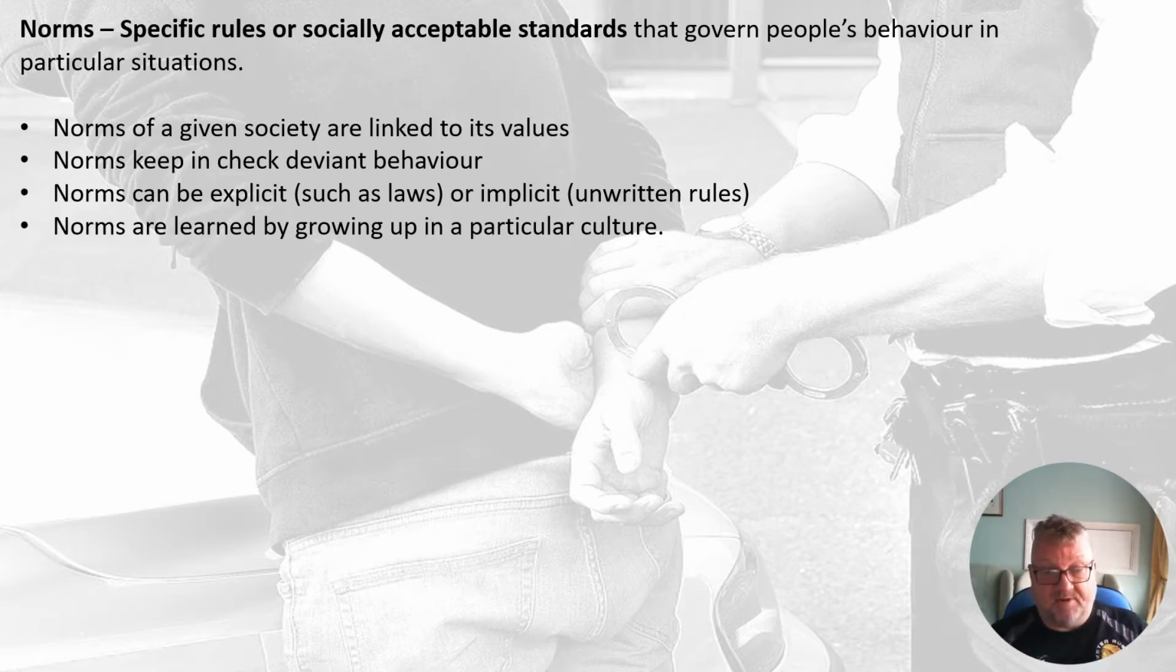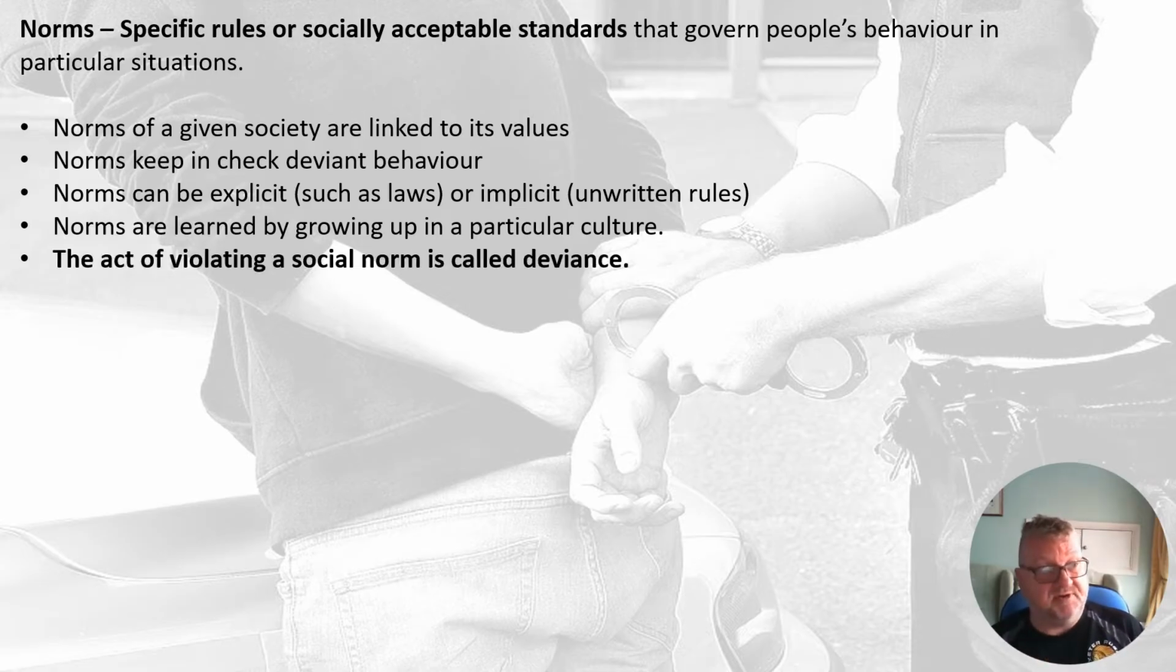So if you grow up in a particular culture, you will generally embrace the norms of that culture, the ways of doing things. And so therefore, if you violate a norm, if you go against a norm within a society, that is what is known as deviance. So deviance is going against the social norms of society. So what may be deviant in one society isn't necessarily deviant in another, because the norms are determined by each society.